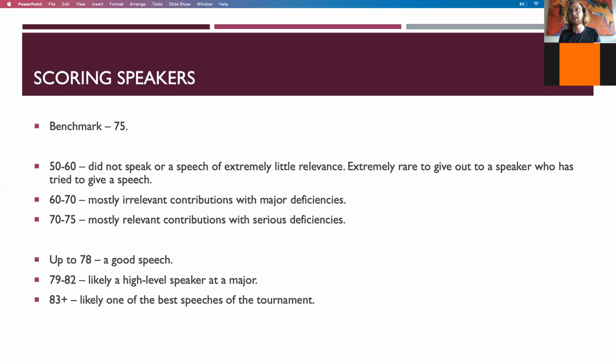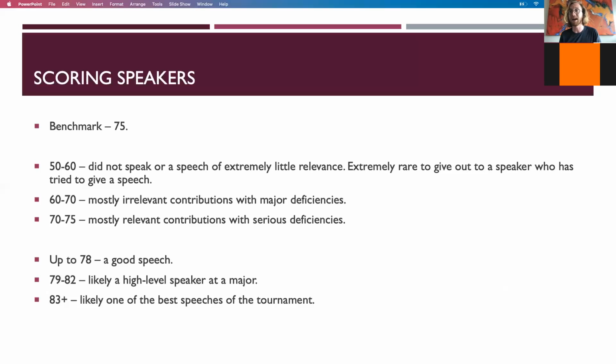70 to 75 is where we're getting into better speeches. So roughly a quarter of the speeches of this tournament will hopefully fall between 70 to 75, if people are following the mathematics quite clearly. And this is mostly relevant contributions that do have some serious deficiencies, but are still mostly relevant and do help you to some degree believe their side of the motion, even if there were problems within those arguments that decrease their ability to prove the claims that they wanted to make.